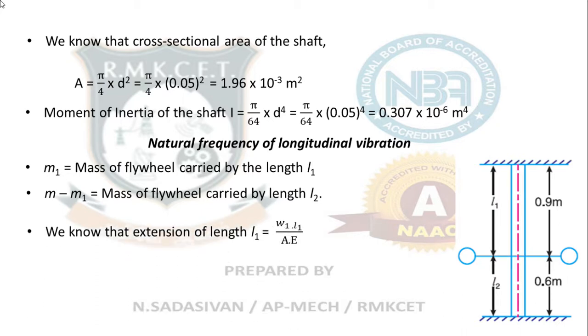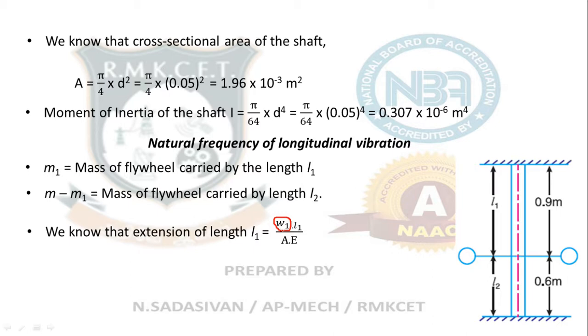We know that extension of the length L1 equal to W1 L1 by AE. The same formula that you have used in the longitudinal case of the earlier problem. I am imagining that the shaft is only up to this, so it will resemble the earlier problem, right? Longitudinal vibration of a cantilever with a load at the end. The deflection formula is WL by AE. There, I am going to write W1 instead of W because it is not 500 kg into 9.81. Some proportion of that 500 kg is actually this W1. That is unknown. So keep it as unknown.